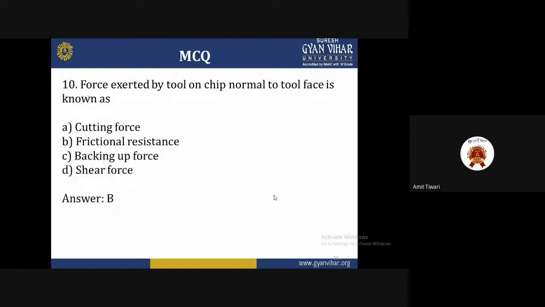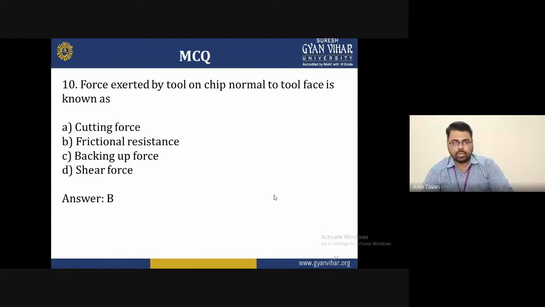The last question is the tenth. The force exerted by the tool on the chip normal to the tool face is known as: A, cutting force; B, frictional resistance; C, backing up force; and D, shear force. The correct answer is B, frictional resistance force. Basically, the force exerted by the tool on the chip normal to the tool face is known as frictional resistance.